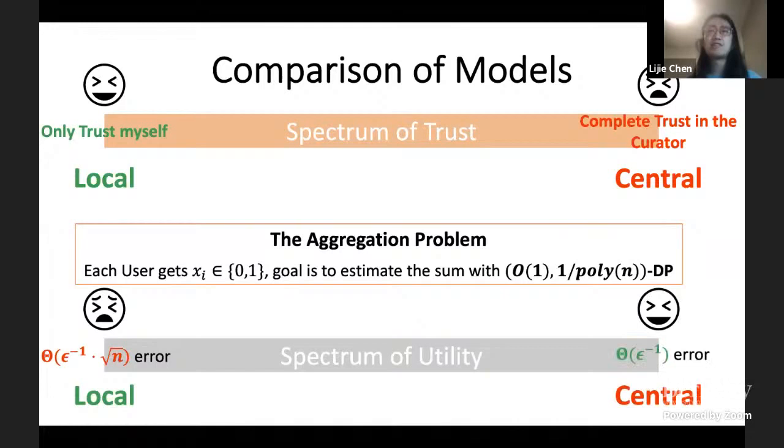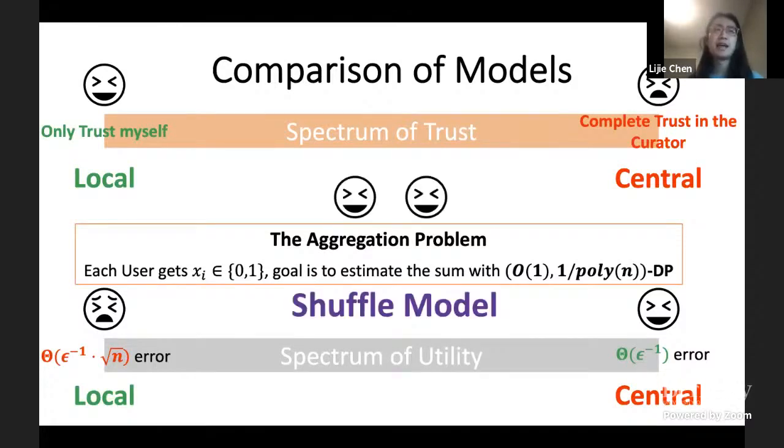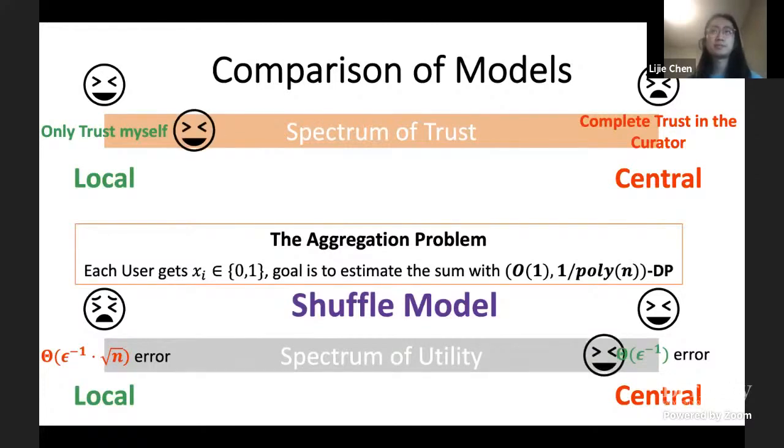And the great thing about the shuffle model is that for this basic problem, it can achieve constant error by only putting additional trust in the shuffler. Therefore, it cannot achieve the best of both worlds for this problem.